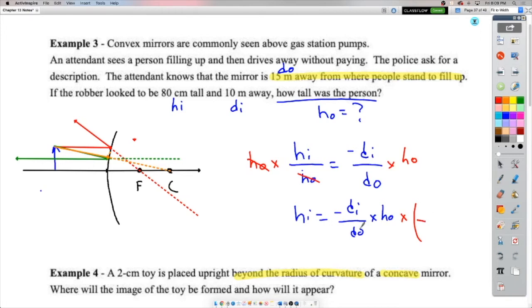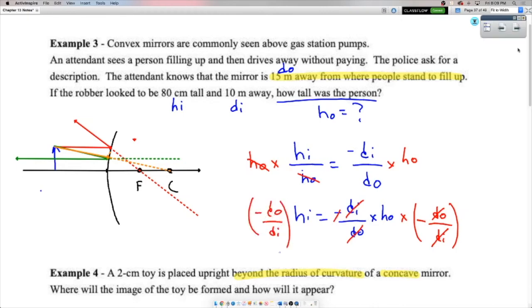Times negative, if I want DO to cancel, I put it on top. And if I want DI to cancel, I put it on bottom. See what I mean? Now I have DO over DO, DI over DI, and negative. So I just have to multiply this side by negative DO over DI as well. And we have that. The height of the object, the height of this gas thief, is equal to negative HI DO over DI. Once I multiply that out, now we just plug in.